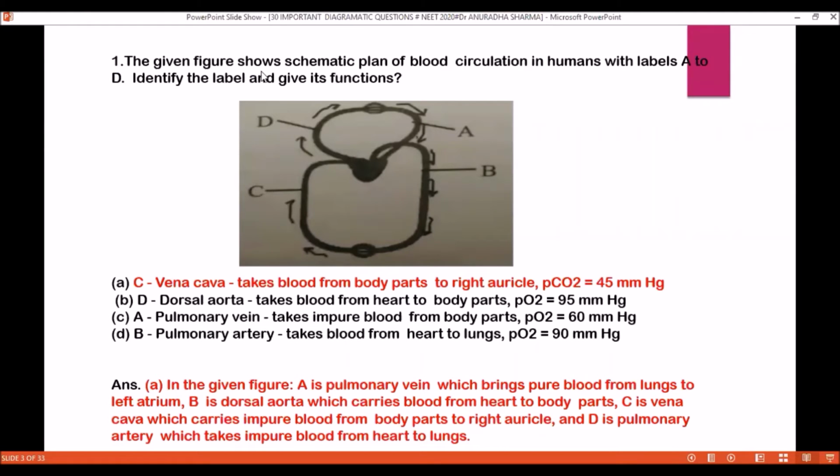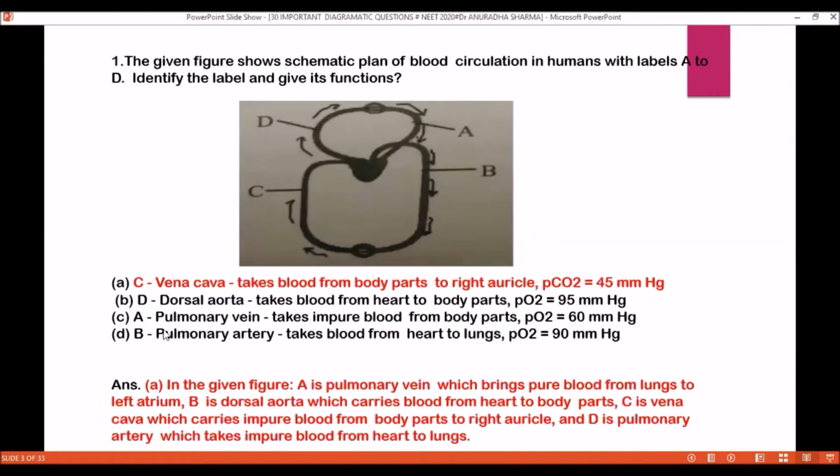The given figure shows a schematic plan of blood circulation in humans with labels A to D. Identify the labels and give their function. This is the diagram of blood circulation and you have to identify the labels A, B, C, D and give the function. The options are: C, vena cava, which takes blood from the body parts to the right auricle, and pressure is 45 mm of Hg. D is dorsal aorta, which takes blood from the heart to body parts, and pressure of oxygen is 95 mm Hg.